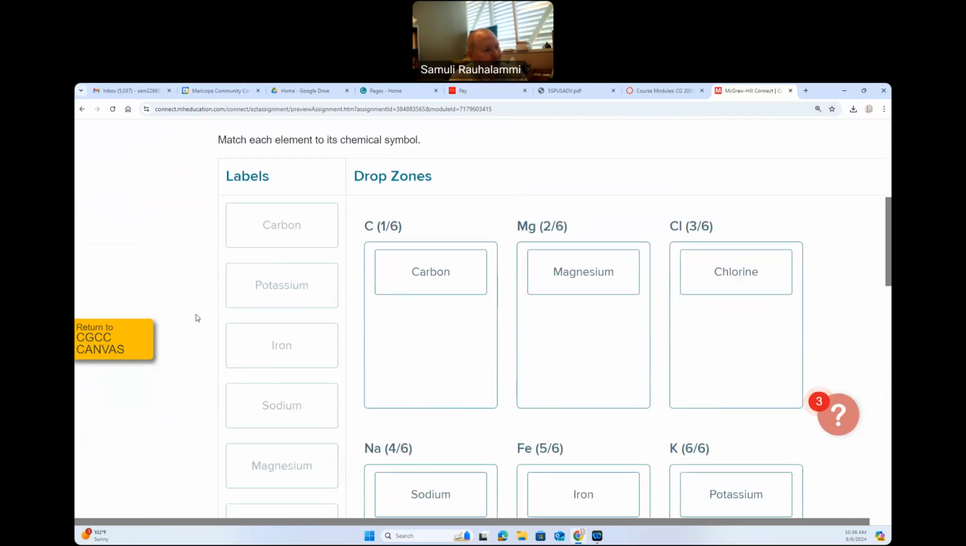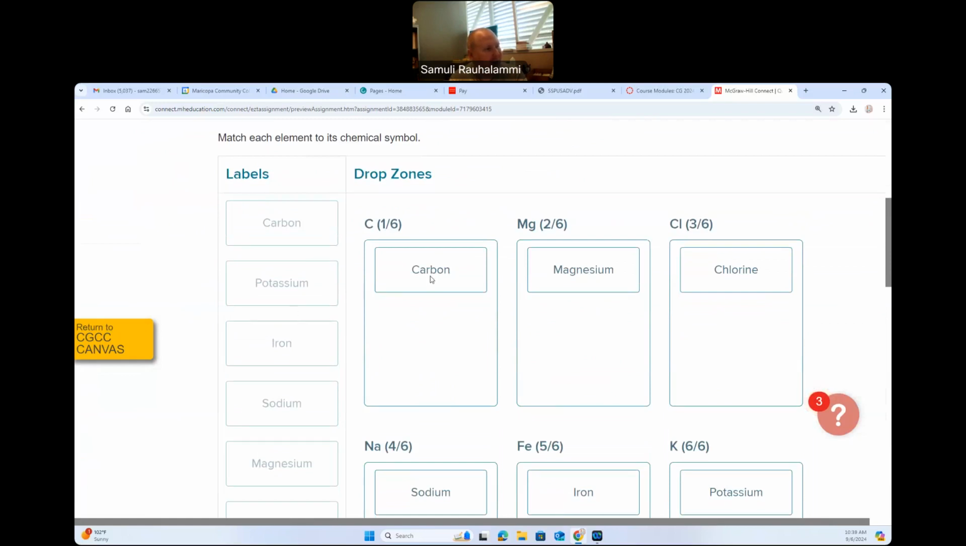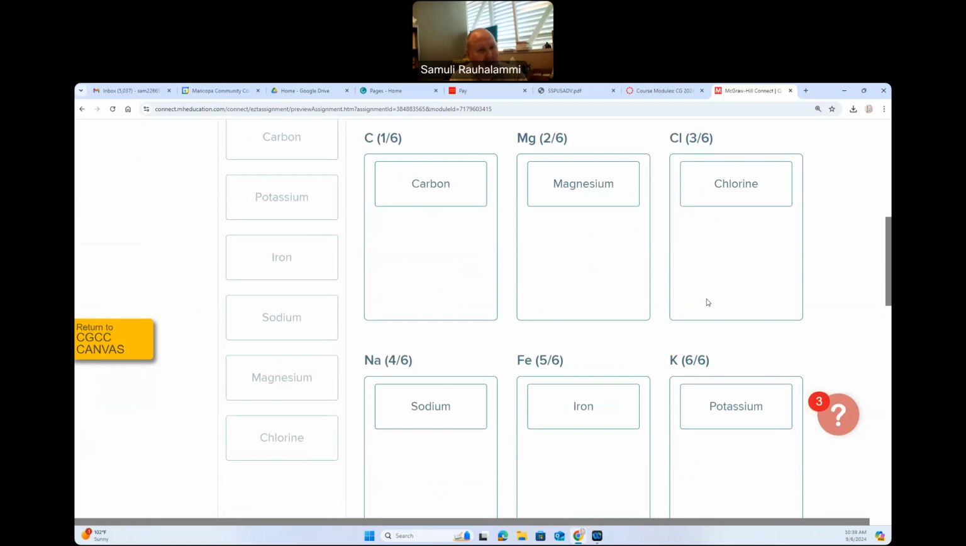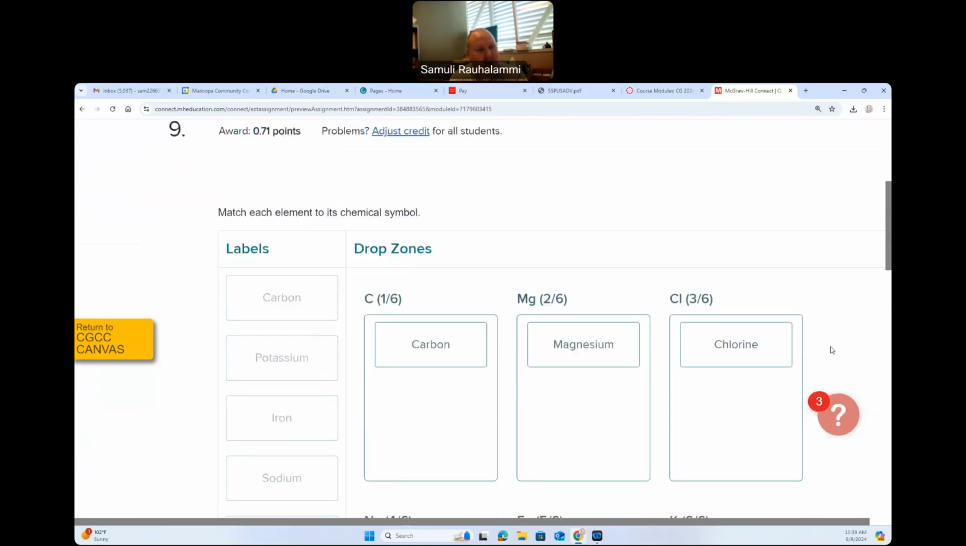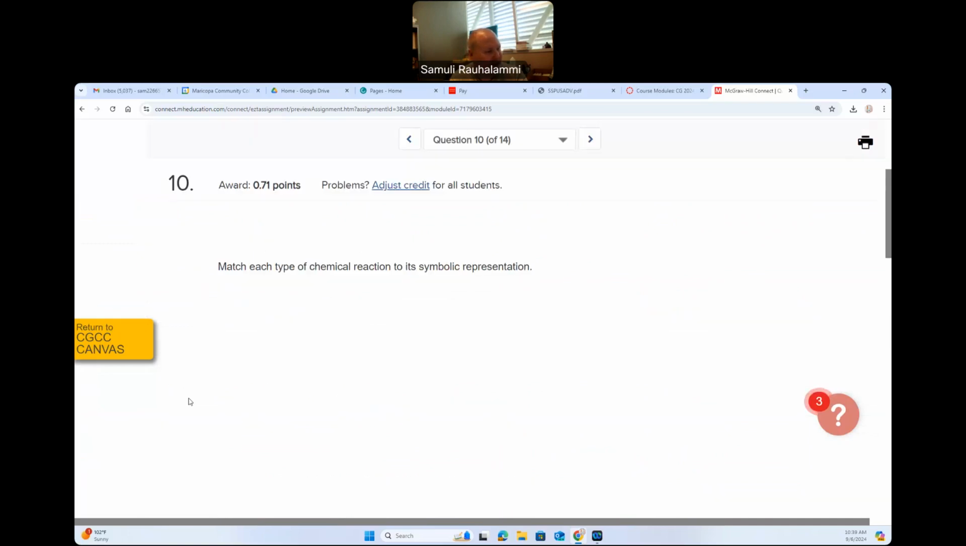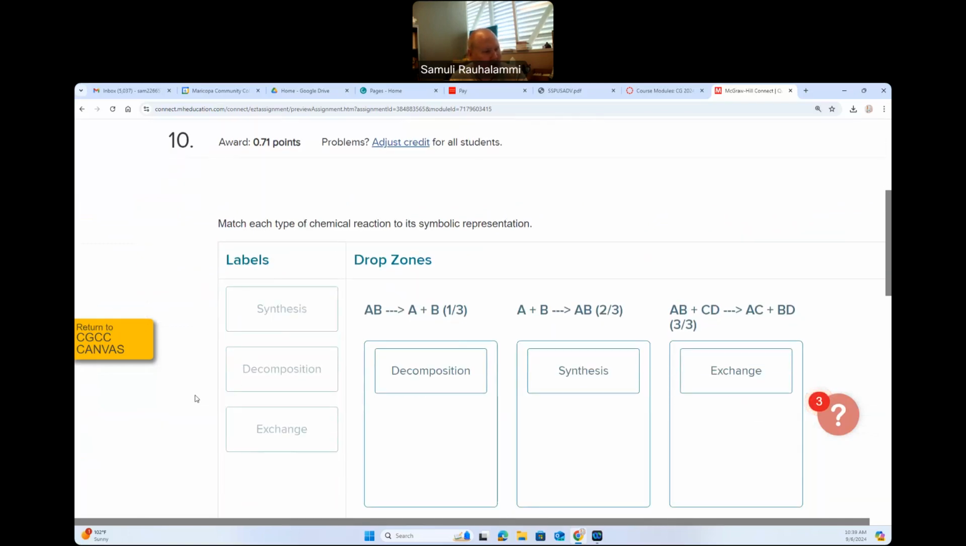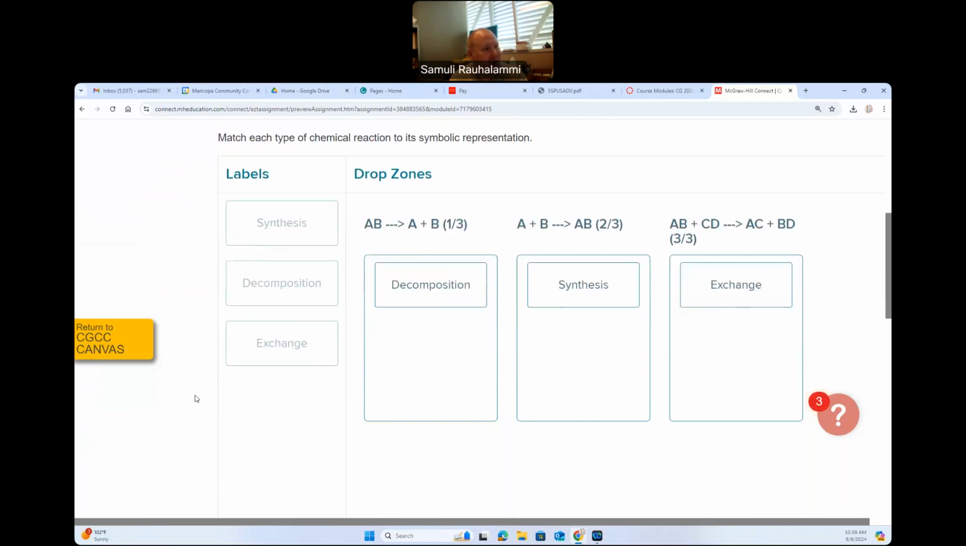Here is another drag and drop question of matching the chemical symbols and the elements that go with them. C for carbon, Mg for magnesium, Cl for chlorine, Na for sodium, Fe for iron, and K for potassium. So a lot of good stuff there to help us revisit things that we've seen. We'll also be talking about chemical reactions, and we see that chemical reactions can work in many different ways and manners. So you'll get to unpack that a little bit.